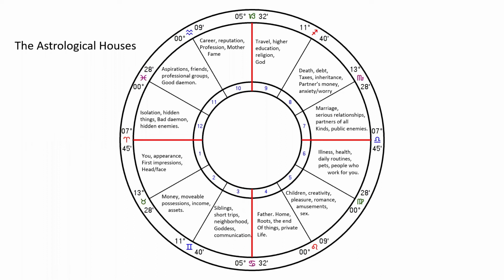The eighth house has to do with death, also with taxes, inheritance, debt of all kinds. Because it's the second house from the house of marriage, it can represent your partner's money. If the second house is your money, the eighth house can be your partner's money. Generally speaking, it can represent anxiety and worry.